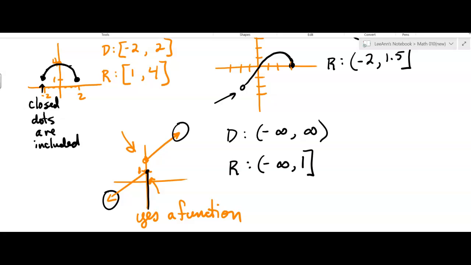Bracket, right? Because I'm including a point there. But then I'm going to have to skip over some numbers, these numbers that are in between here, and go from 2, not including the 2, to infinity because it's moving on up, okay? Because again, you have the arrow here. So that's probably more information than you need, but I just wanted to talk a little bit about what arrows mean, open dots, and closed dots.